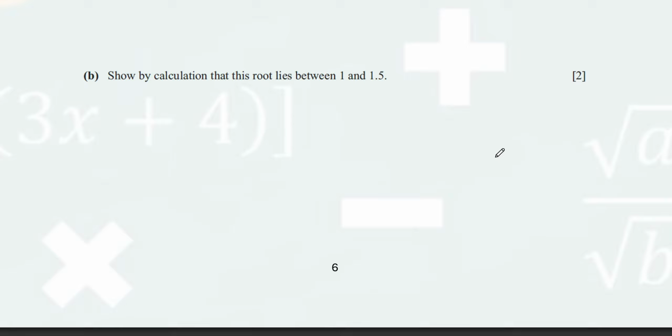So I will write negative x minus 2 equals the sine graph. That is to find the intersection point. But now I need to use the sign change rule to show the root lies between 1 and 1.5. Therefore, I need to form the equation first, or I need to form the function. So when I multiply this minus to the bracket, it will be minus x plus 2, that equals 2 sine half x. And I will move the sine term to the left side to form a function.